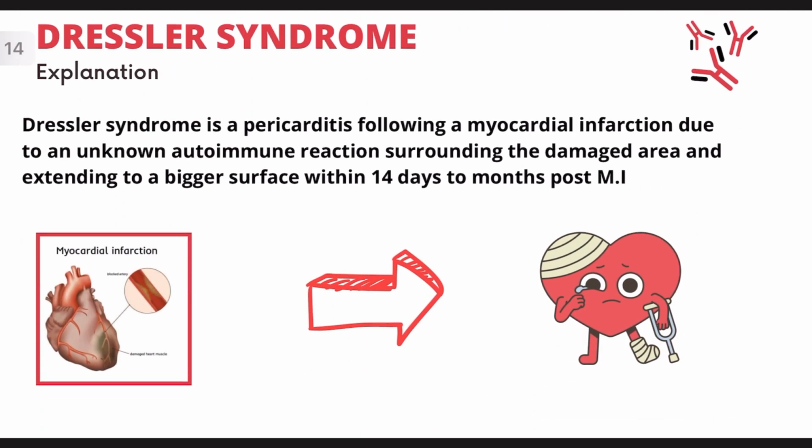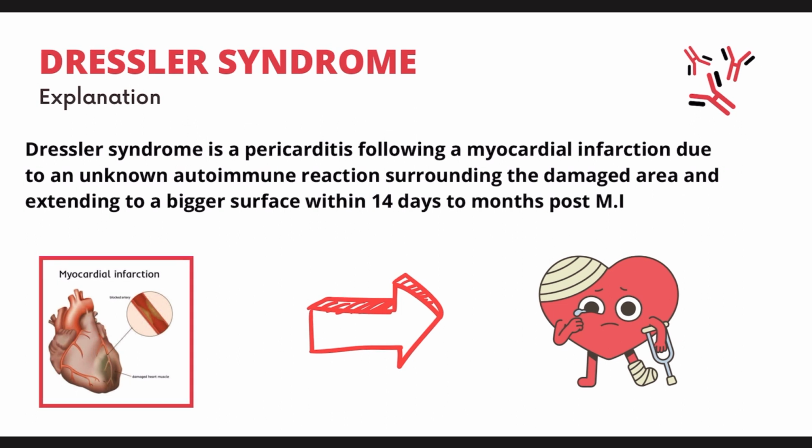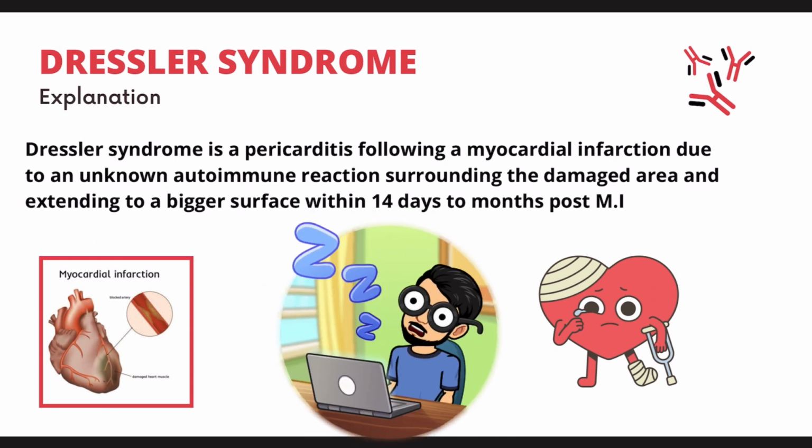Dressler syndrome is a pericarditis following a myocardial infarction due to an unknown autoimmune mechanism. We believe that the immune cells, while cleaning the infected area, can trigger an autoimmune reaction against the functional protein of the pericardium surrounding the infected area. If this reaction doesn't get controlled and extends to a bigger surface, it causes pericarditis within 14 days to months post-MI. Is it clear, Uz?